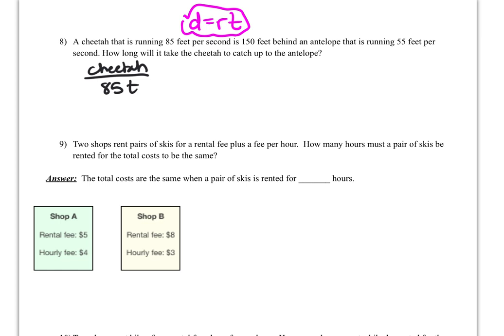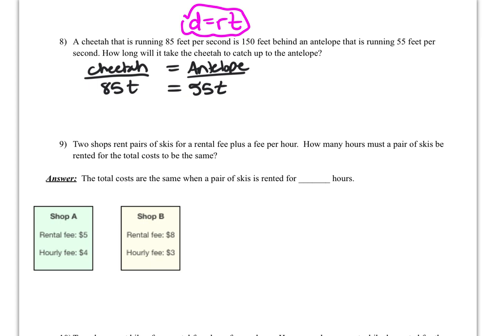Okay. Now, it says, how long will it take to catch up to the antelope? So when it catches up to the antelope, is their distance equal or different? Equal. Good. Okay. So cheetah's going to equal antelope at some point. How fast is the antelope going? 55. Do we know how long they were running for? No, not yet, right? 150 feet, though, right? Makes sense.